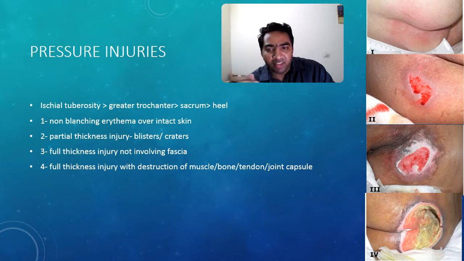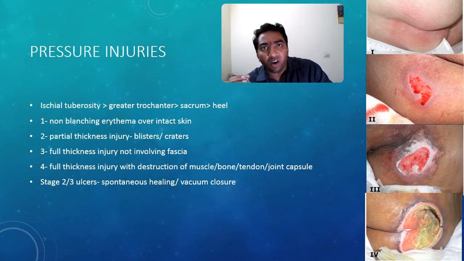Stage 2 ulcer will generally heal spontaneously. Stage 3 pressure sores may either heal spontaneously or will require vacuum closure. And stage 4, of course, as we have said, will require wound debridement and finally a rotational advancement flap cover if it is in the gluteal region.